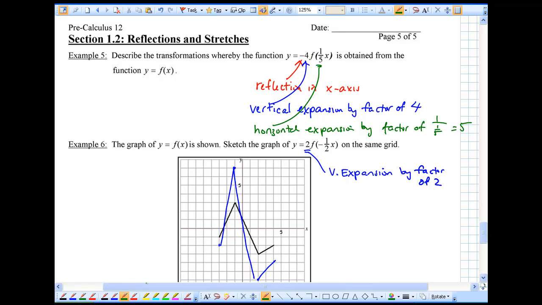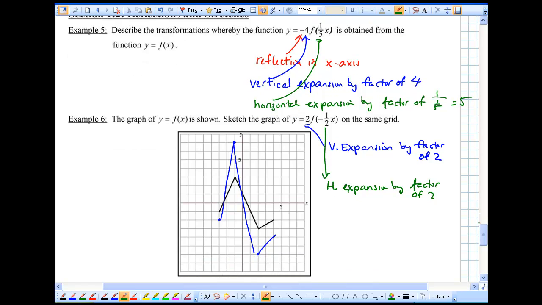Then we have the 1/2, which is a horizontal. Yes, this is also an expansion by a factor of 2. So now I'm going to multiply every x value by 2. Negative 3 becomes now negative 6. And negative 1 is negative 2. 2 is now 4. And 4 is now 8. Oops. That didn't look very good.